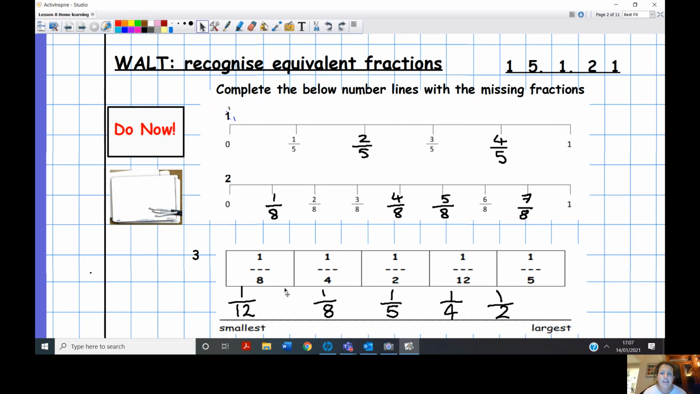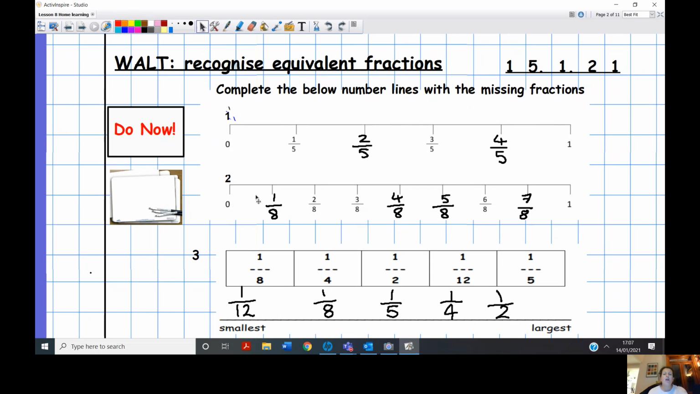Okay, here are your answers. On our first number line, we are going to be increasing in fifths. So again, we're just going to keep our denominator the same, but we're going to be adding on one each time. So 1/5, 2/5, 3/5, 4/5, a whole, which also is 5/5.